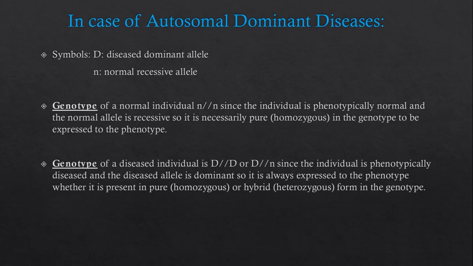The genotype of a diseased individual is going to be either capital D capital D or capital D small n, since this individual is phenotypically diseased and the diseased allele is the dominant one, so it's always expressed in the phenotype whether it is in the pure or hybrid form in the genotype.